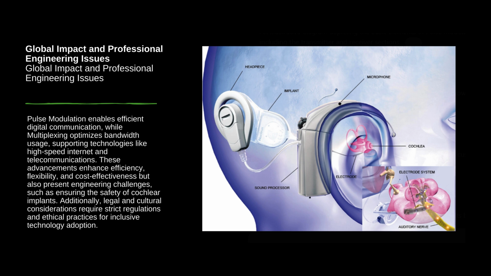Pulse modulation allows for efficient digital communication, while multiplexing optimizes the use of available bandwidth. Together, they power everything from high-speed internet to telecommunication systems. These advancements have improved work efficiency, flexibility, and reduced costs. However, they also raise important engineering issues. For example, ensuring the safety of cochlear implants is a top priority. Engineers must design systems that avoid nerve damage while maximizing hearing enhancement.